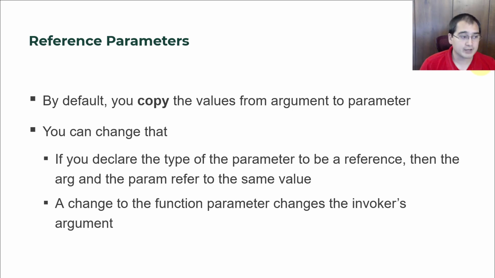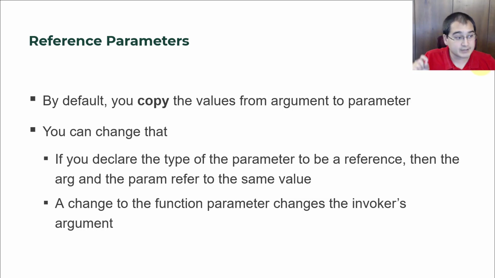So when we define a function, by default, you copy an argument into a parameter, because once again, you have the invocation of the function. When you call that function, you provide a couple arguments. Those arguments are copied into the parameters of the function, which is what the function actually does with those values. And that's what happens by default. And most of the time, that's fine.